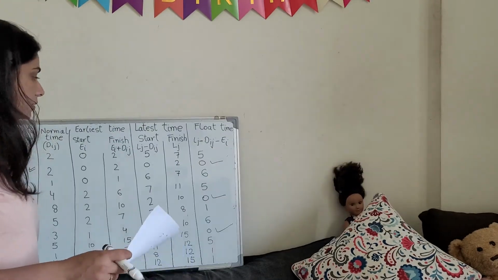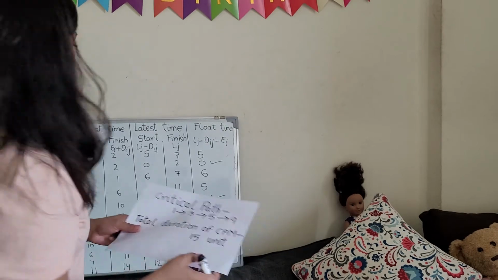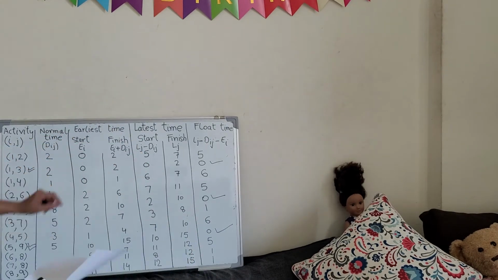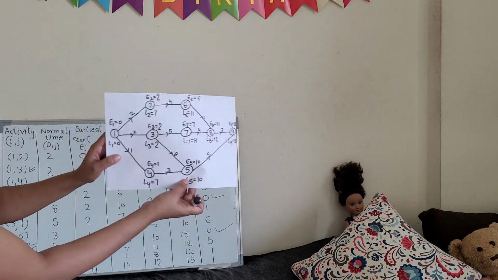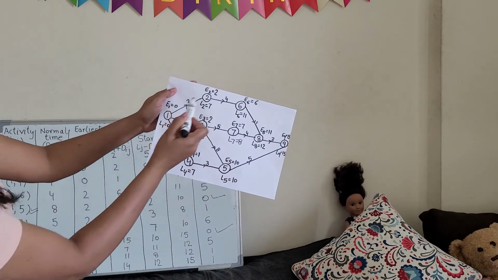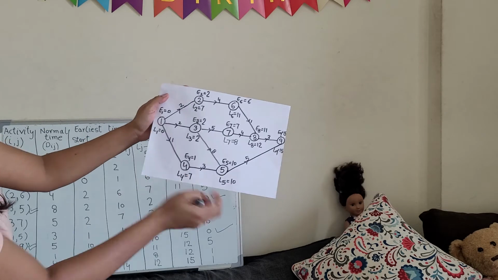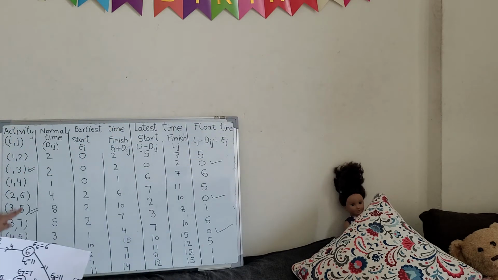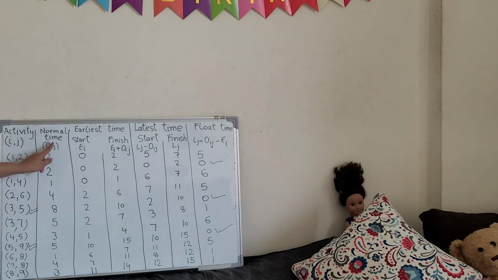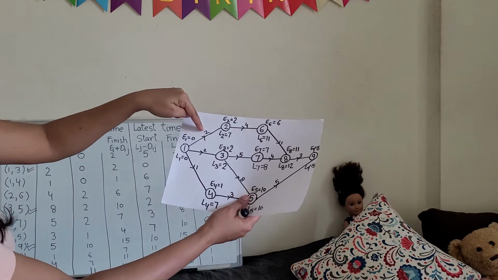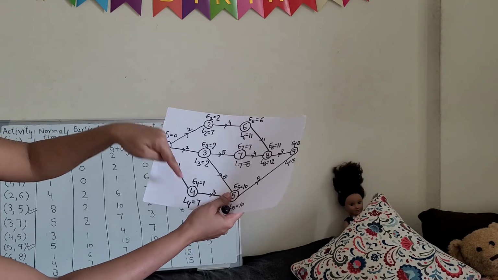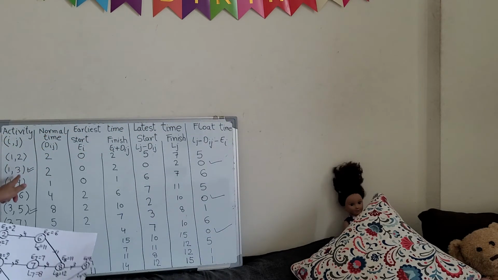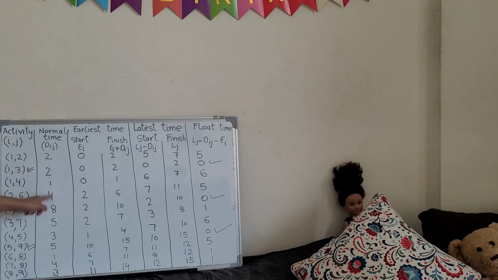I am explaining again how we have done this table with this PERT network. See, the first column is for activities: 1 to 2, 1 to 3, 1 to 4. So all these activities we wrote here. The next column is for normal time. Normal time means this is the time: 2 for 1 to 2, 2 for 1 to 3, 1 for 1 to 4. So just in front of the activities we wrote the timing.